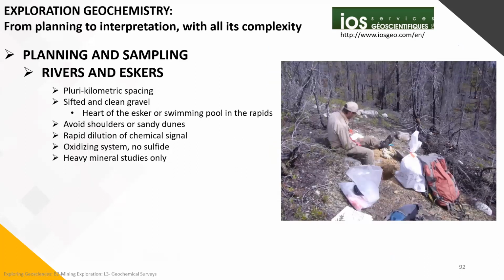Rivers and estuaries are pluri-kilometric spacing. They are mainly silted and clean gravel, containing heart of the estuary or swimming pool in the rapids. Avoid shoulders or sandy dunes. They show rapid dilution of chemical signal. They're mainly done within oxidizing systems, which do not contain sulfide, and heavy mineral studies only.